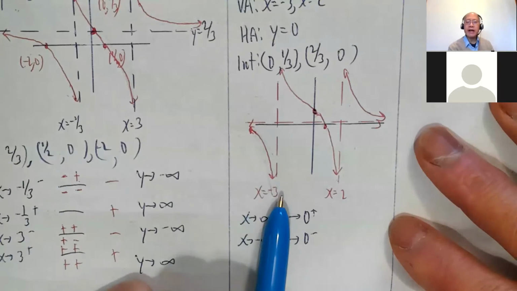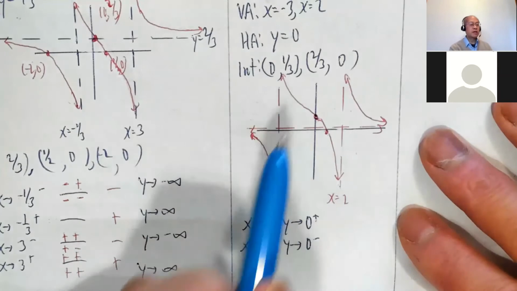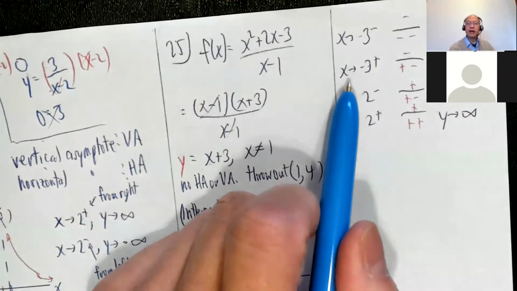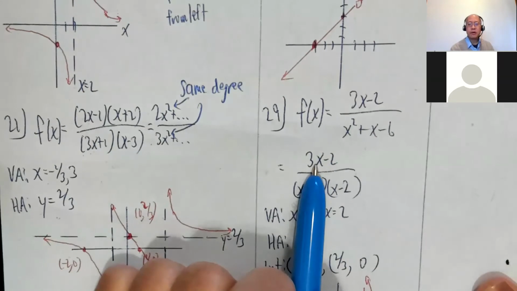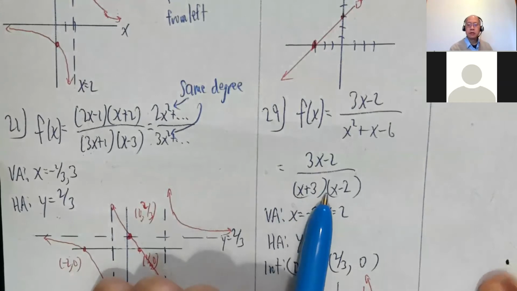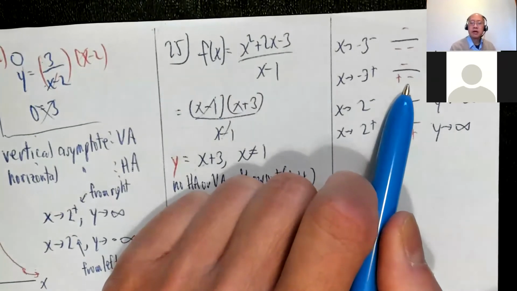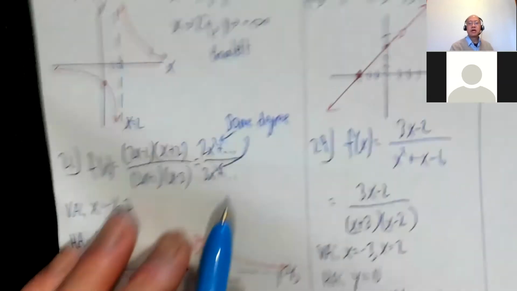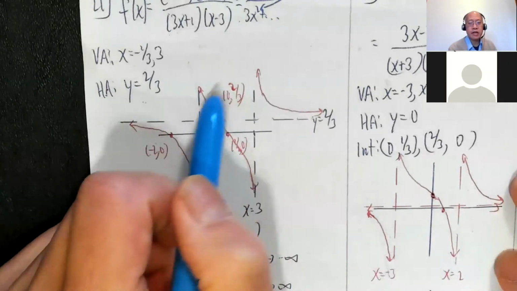If I move a little bit to the right of negative 3, negative 2.9, looks like I'm going to positive infinity. Let's see if that's true. So negative 2.9, here's my sign chart. Let's check. Negative, positive, negative. Negative 2.9, negative. Negative 2.9 plus 3 is positive. Negative 2.9 minus 2, that's a negative. So yes, indeed. Negative, positive, negative. Two negatives makes the whole thing positive. So y approaches positive infinity. So on this side, it shoots up like that.